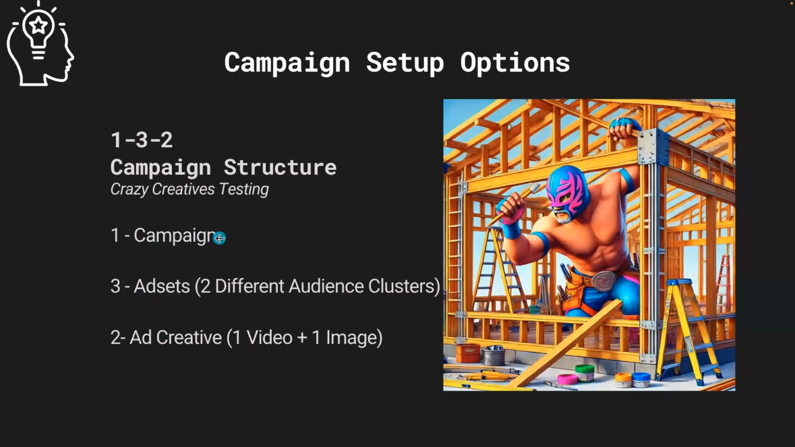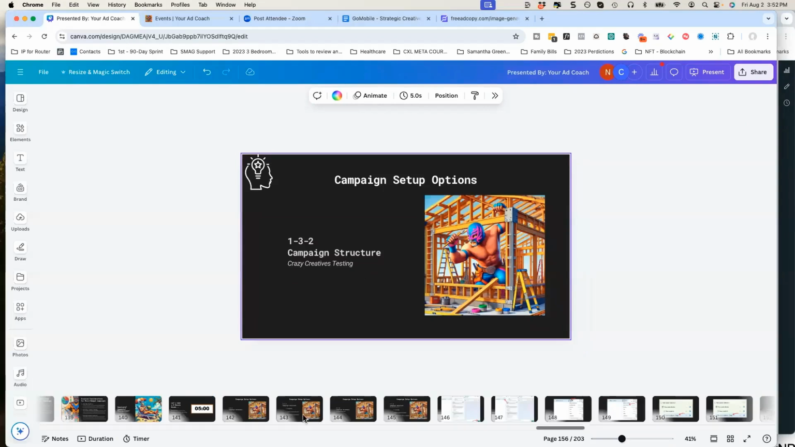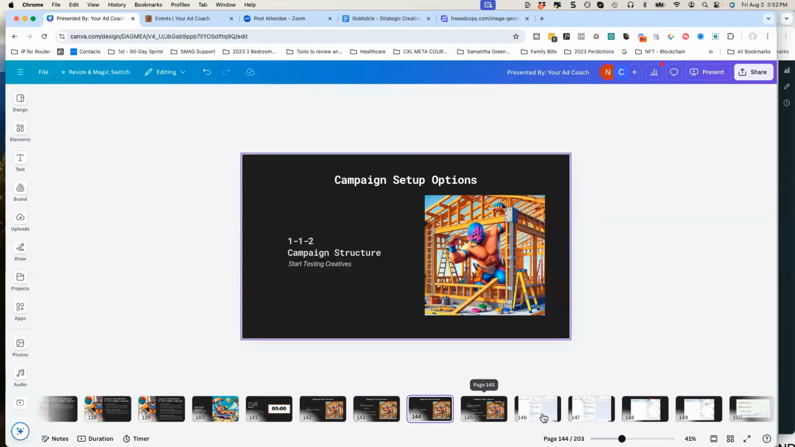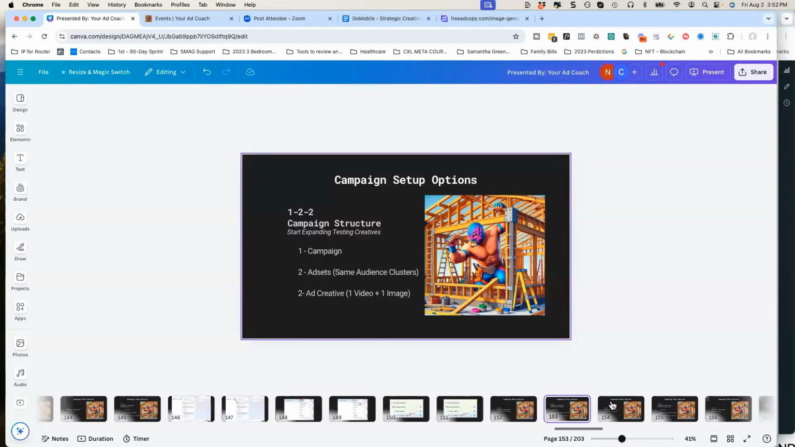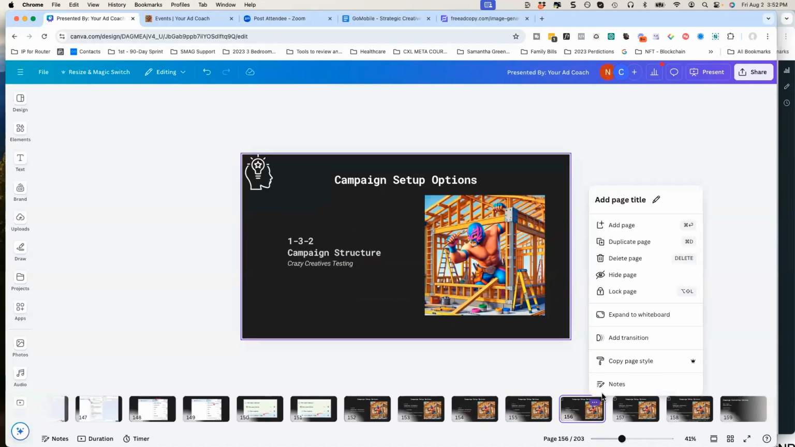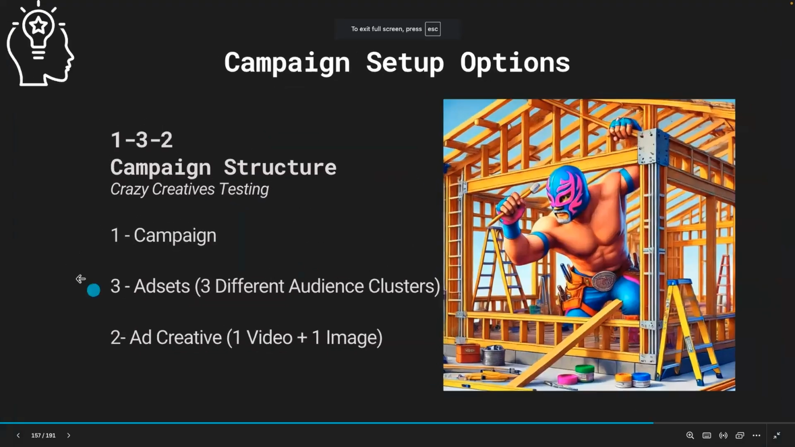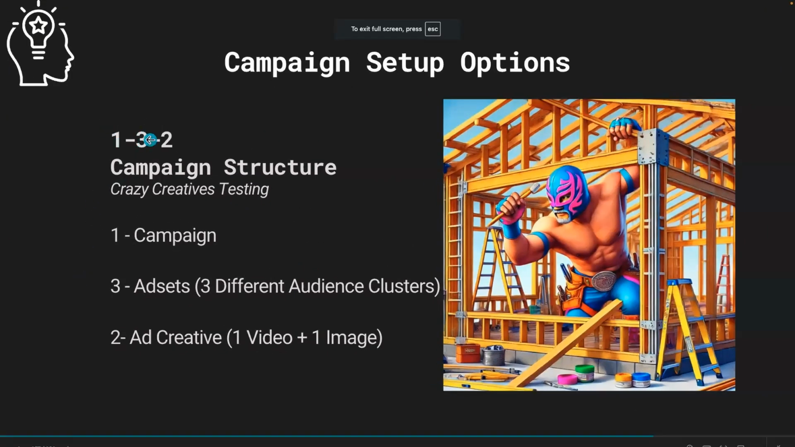One campaign, 3 different ad sets. Sorry, this needs to say 3. I apologize. Let me go back here. This needs to be 3 different ad sets. 1, 2, and 1... 1, 3, and 2. Okay, so here's what this is. Sorry about that. One campaign, 3 ad sets.